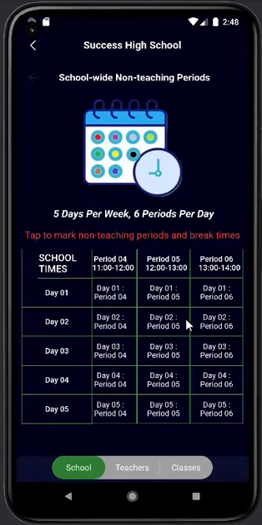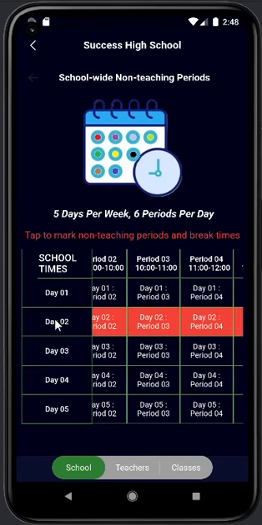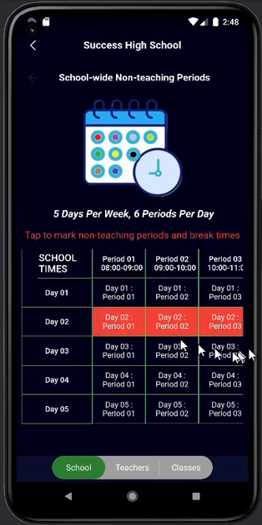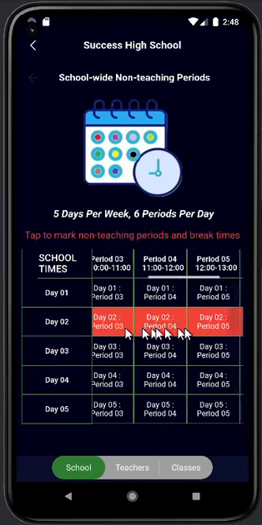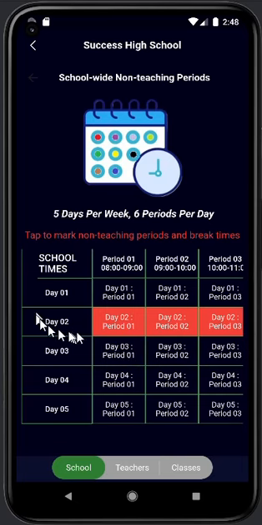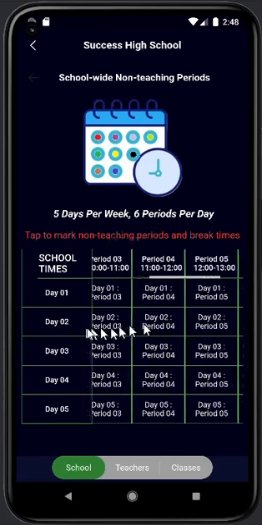To make an entire day unavailable for teaching, you simply tap on the name of the day. Its color coding will turn to red, indicating that those periods are not available for any lessons to be taught in them. When you tap on it for the second time, you make it available for teaching again, and its color coding will be cleared.